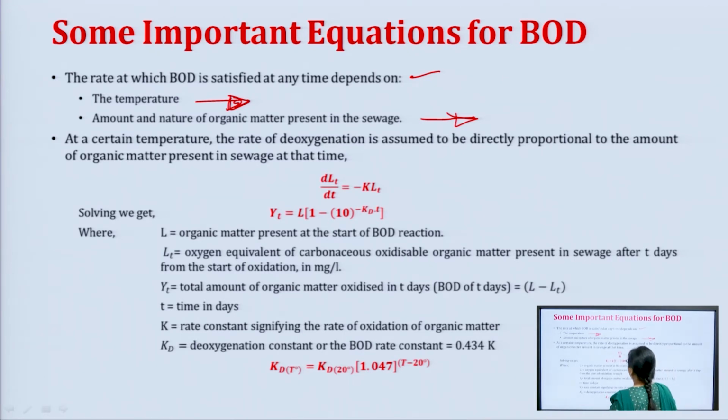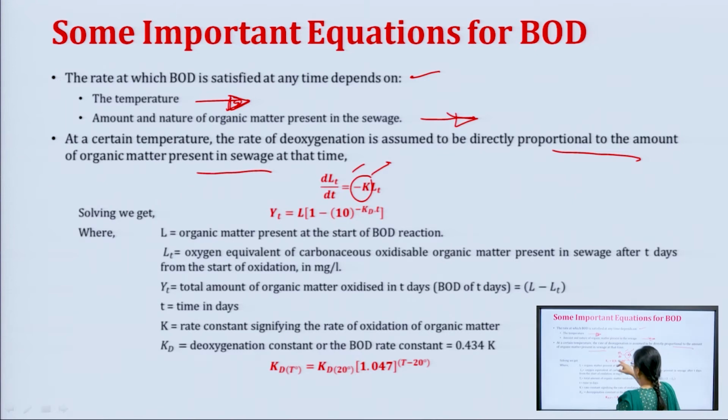So for this you have to remember, at a certain temperature the rate of deoxygenation is assumed to be directly proportional to the amount of organic matter present in sewage at that time. So what you have is dLt by dt equal to minus K Lt. Here K is a constant, right.